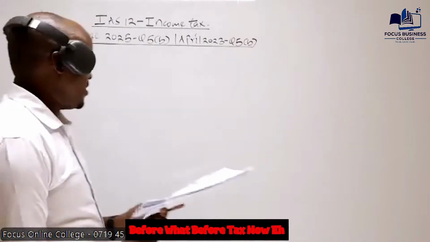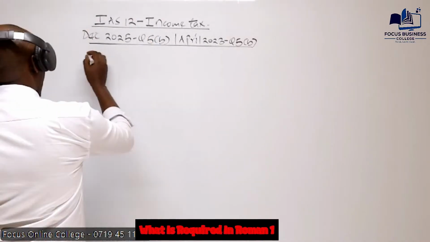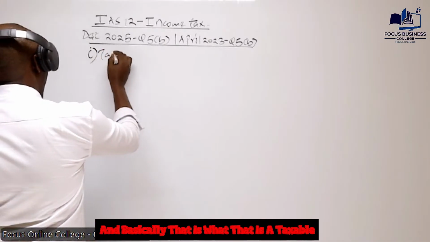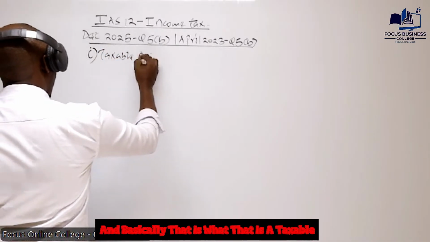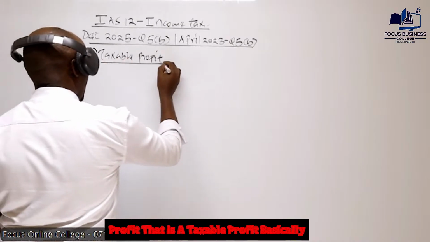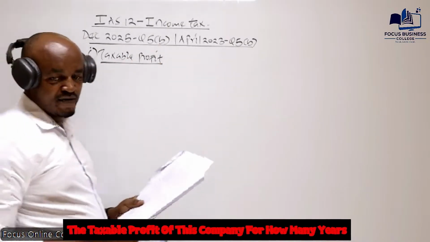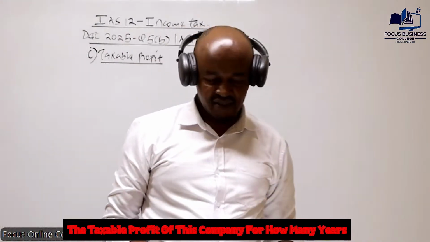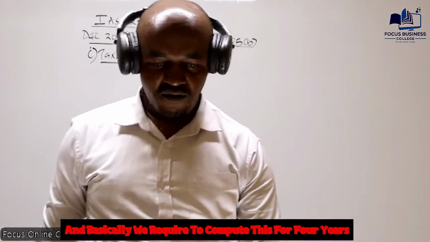Before tax. Now, what I want us to do is start with what is required in Roman 1, and basically that is the taxable profit. We are required to compute the taxable profit of this company for how many years? Basically, we are required to compute this for 4 years.